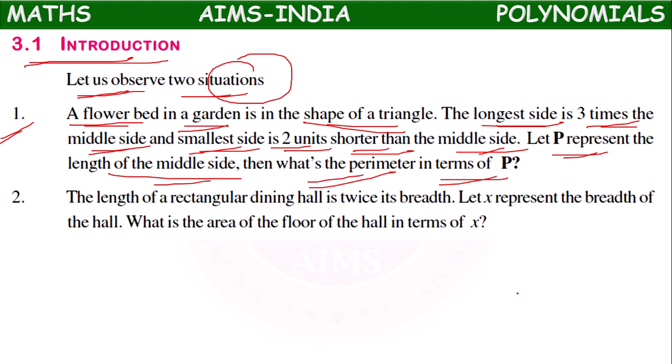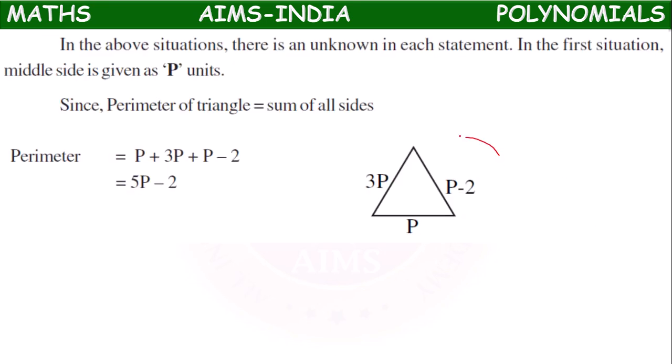Means they are telling that the flower bed is in the shape of a triangle. Flower bed like this, it is in the shape of a triangle. So they have compared the middle side, longest side, and shortest side.